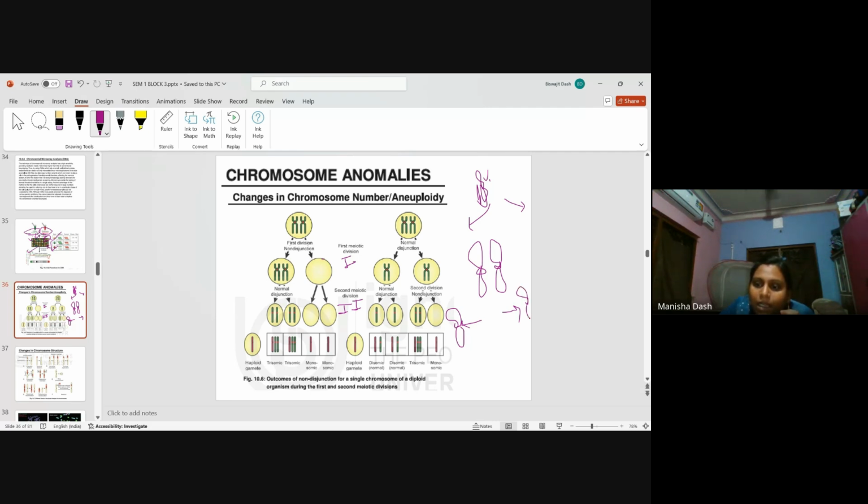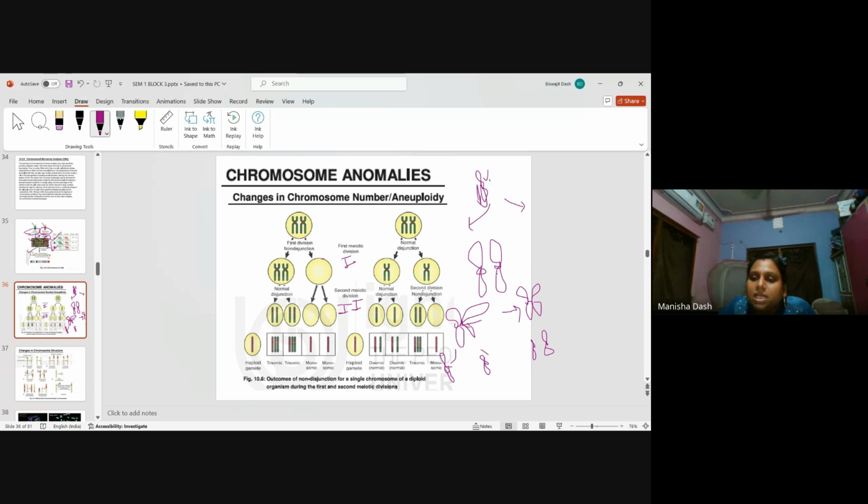And then they will split and the sister chromatids will be produced, and each of the gametes will be receiving half of the sister chromatids. Like this. So this is the normal condition.